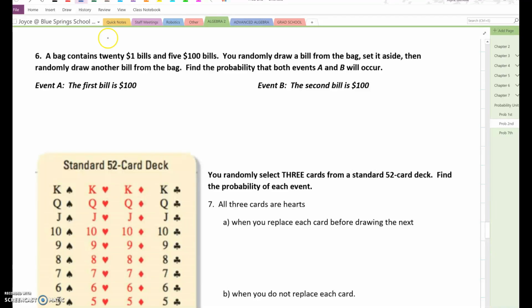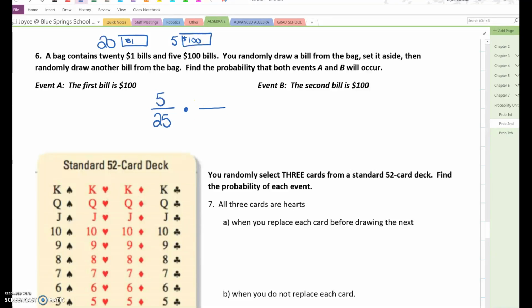A bag contains 20 $1 bills and 5 $100 bills. You randomly draw a bill from the bag, set it aside, and then randomly draw another bill from the bag. We want to find the probability that we are going to end up pulling 2 $100 bills out of this bag. So, the first bill that we draw out of the bag, how many $100 bills are in there? 5 out of how many total bills are in there? 25. Okay, now we take that bill out of the bag and we set it aside.